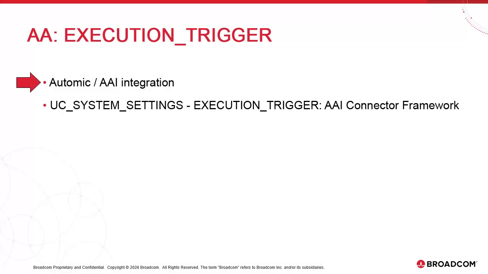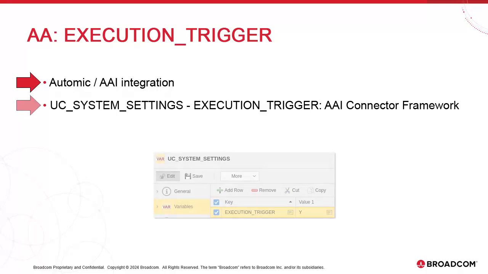This slide is relevant to administrators of the Automic and AI integration. Automation Analytics Intelligence is a dashboarding tool which provides powerful supervision, analytical, and forecasting capabilities. It integrates seamlessly with the majority of IT automation solutions, including Automic. The integration relies on a technical component called the Connector Framework, which makes it possible for AI to extract scheduling data from the AE database to build its own data. In order to enable communication between Automic and the framework, a UC_SYSTEM_SETTINGS key, execution trigger, needs to be enabled. This does not require restart.